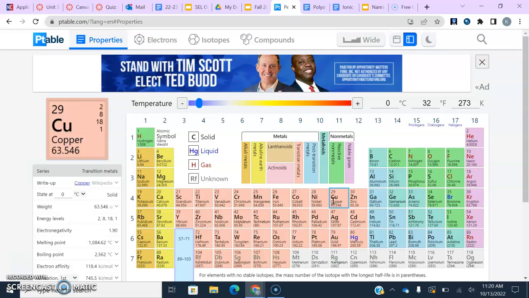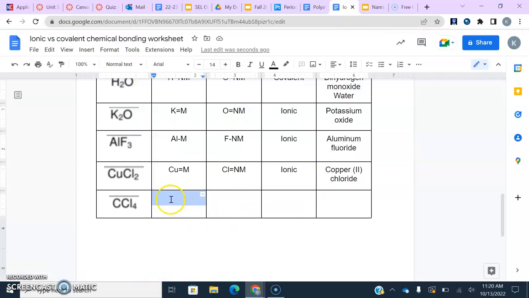And I do apologize if I did not make that clear in your original video, because I'm assuming that you guys watched that video and then assumed all metals needed the Roman numerals. No, it's just for the transition metals, okay? So that's where we got the copper 2 chloride. Okay, let's do our last one. C, carbon, chlorine.